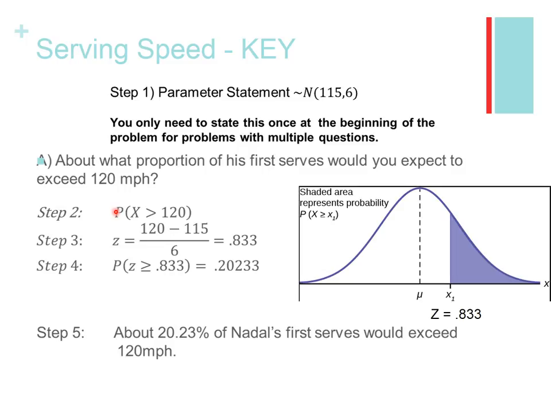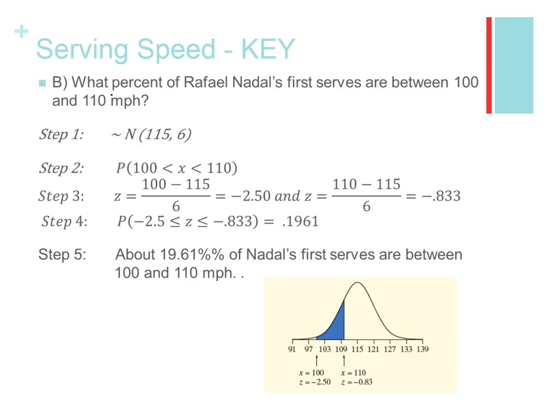Okay, here's your z-score. So your probability statement using the given information, find your z-score, probability statement again using the z-score, okay, and then I would use your graphing calculator to get it, but if you're going to use your table, remember that it's always the area to the left of the curve. So then, answering in a sentence, about 20.23% of Nadal's first serves would exceed 120 miles per hour.